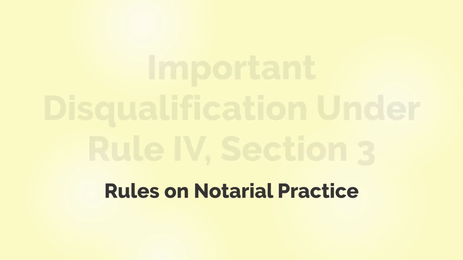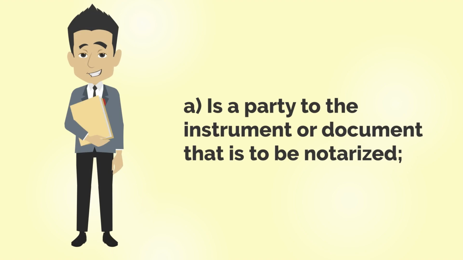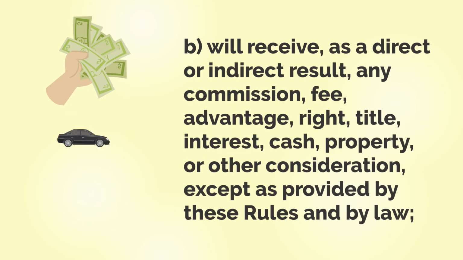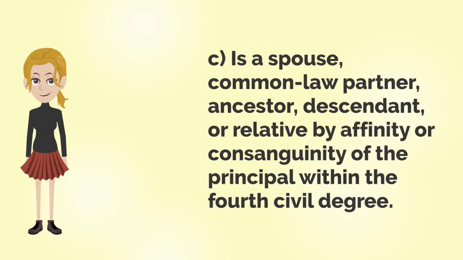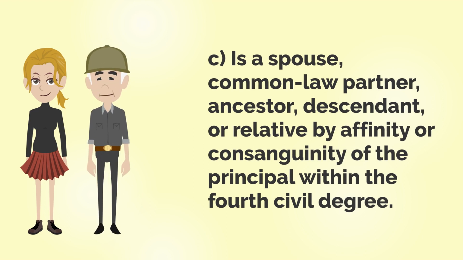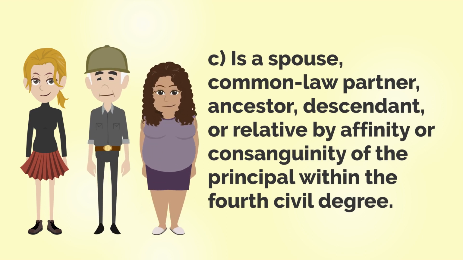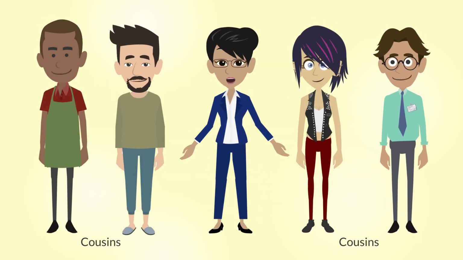And one very important disqualification is under Rule 4, Section 3, which says that a notary public cannot perform the notarial act if A. He is a party to the instrument or document that is to be notarized. B. Will receive as a direct or indirect result any commission, fee, advantage, right, title, interest, cash, property, or other consideration except as provided by these rules and by law. Or C. Is a spouse, common law partner, ancestor, descendant, or relative by affinity or consanguinity of the principal within the fourth civil degree. So basically, as an example, I cannot notarize the documents involving my cousins or the nieces and nephews of my parents.